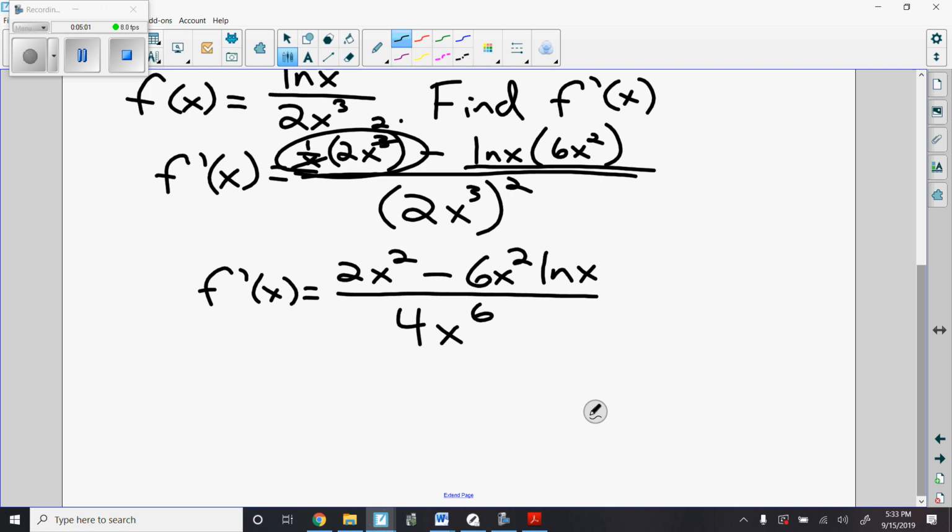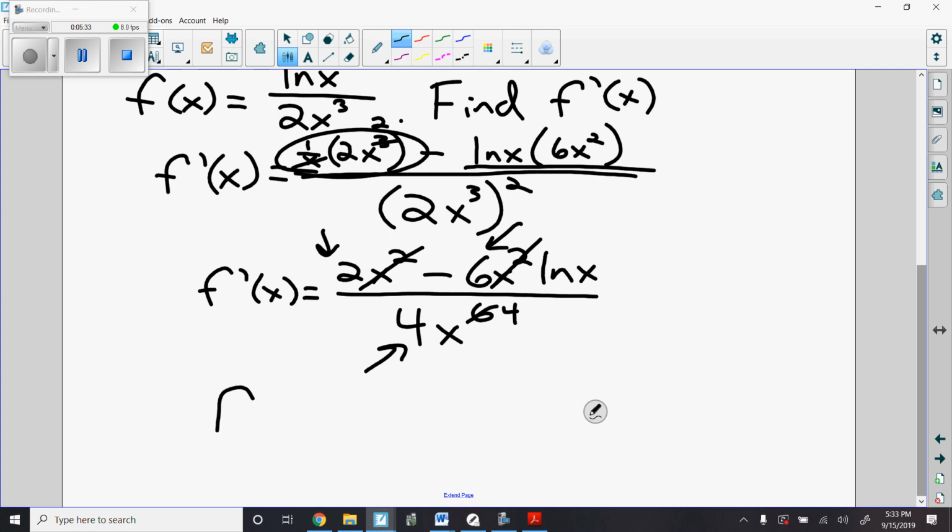I notice that I have coefficients of 2, 6, and 4. All three of those coefficients are divisible by 2. I also have an x squared, an x squared, and an x to the 6th. So here's what I can do. I can divide each term by x squared. That will totally cancel out this x squared and this x squared, and it'll change this x to the 6th to x to the 4th.